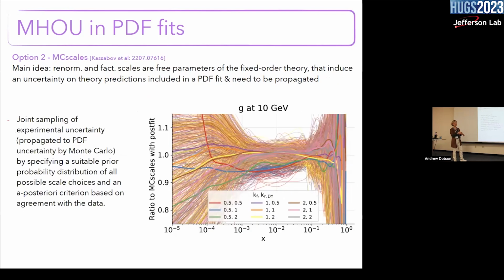It's a more extreme idea than that. You just tell the data that, okay, the very extreme values of the scales that give you a bad chi-square, you get rid of them.